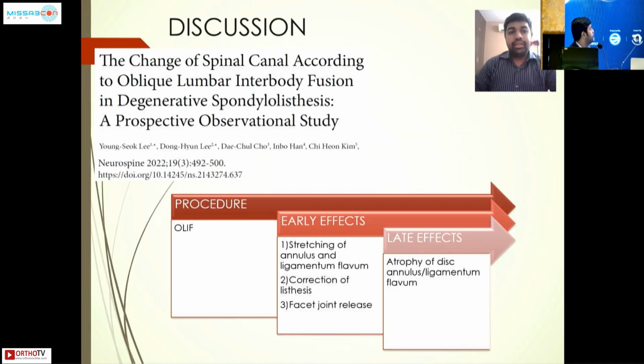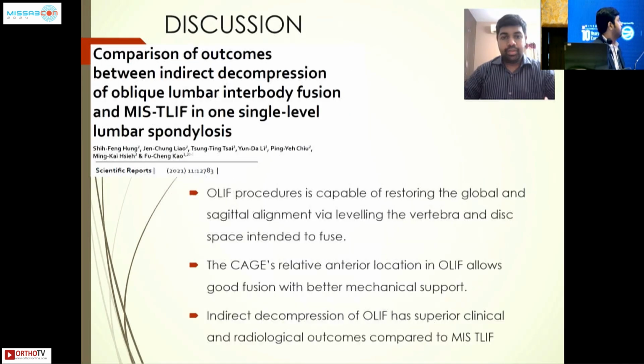Coming to discussion, this is a paper discussing the indirect effects of OLIF, where they say that the early effects are due to stretching of annulus and ligamentum flavum, correction of lysis and facet joint release, and the late effects are atrophy of disc annulus and ligamentum flavum.